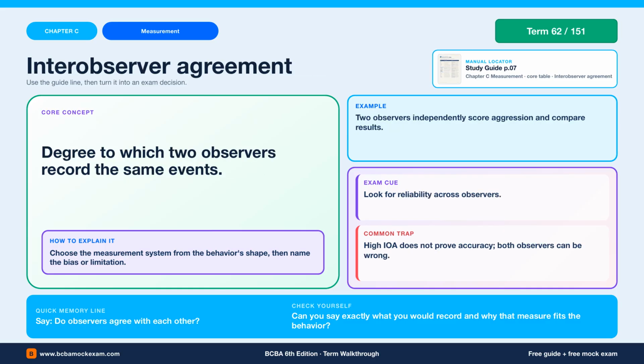Inter-observer agreement. Inter-observer agreement, or IOA, measures the extent to which observers agree. For example, two observers independently record aggression and compare their data. The exam cue is agreement between observers. The trap is treating IOA as proof that the data are accurate. Agreement helps, but two observers can agree and still be wrong if the definition is poor. Pause here because this one steals points. High agreement does not automatically mean high accuracy. Memory line: IOA checks agreement, not perfect truth.